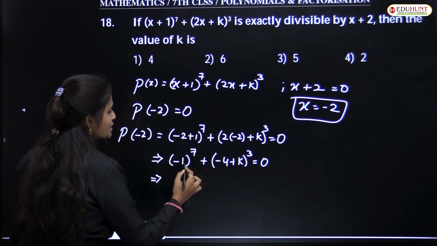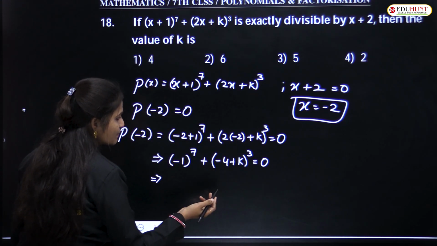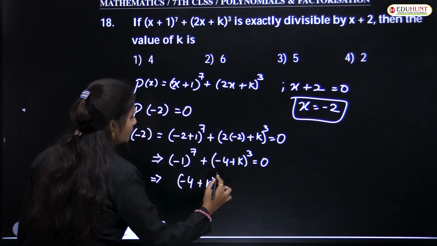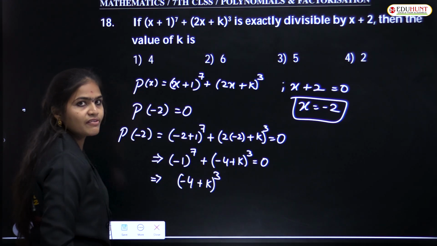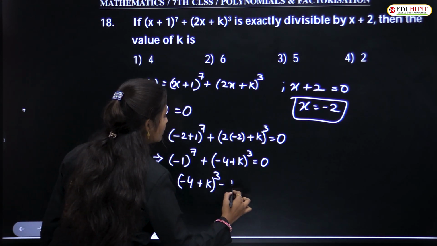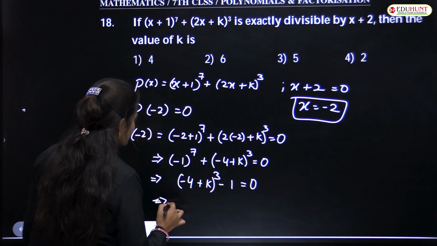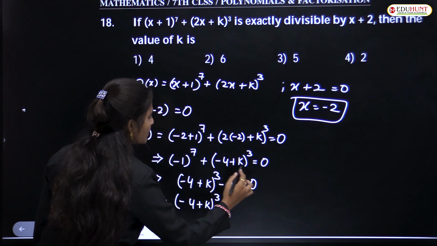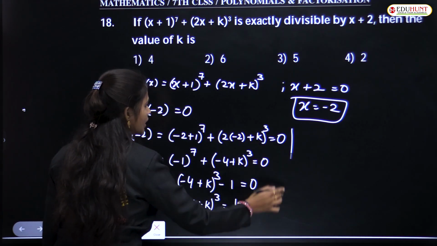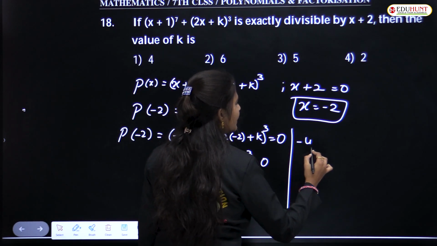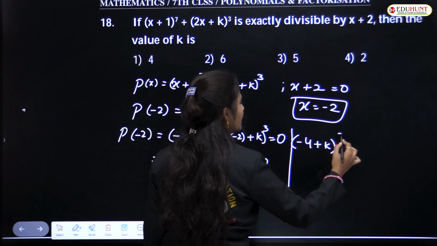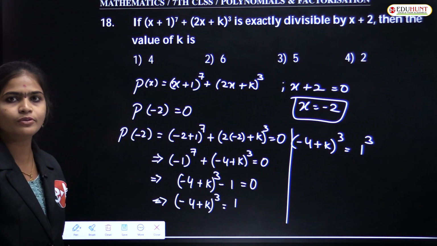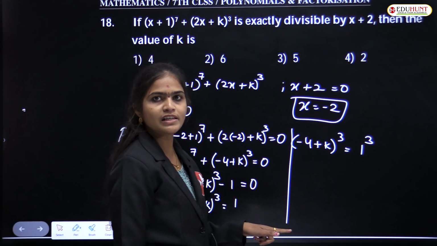Okay, so minus 1 whole power 7 means this is minus 1 only. So first write down this one, (minus 4 plus k) whole cube, and here minus 1 whole power 7 means again you will get minus 1 only, is equal to 0. So from this one, (minus 4 plus k) whole cube is equal to minus 1 becomes plus 1. So we can write this as (minus 4 plus k) whole cube is equal to 1. Also we can write it as 1 cube also, no? Yes or no? So 1 cube value is also equal to 1 only.